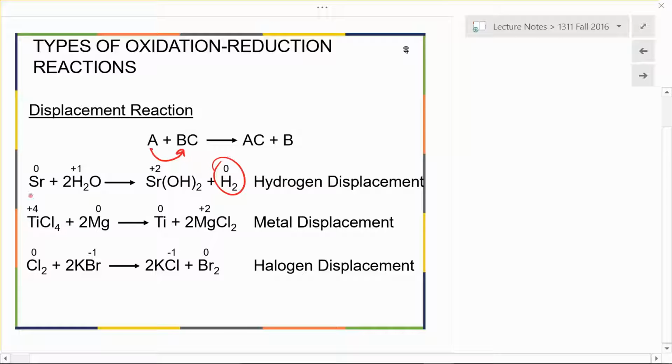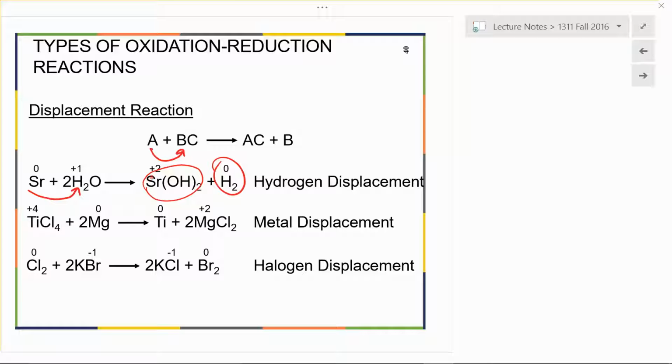So strontium would do that. Strontium plus water would replace the hydrogen. Then you would form strontium hydroxide, okay, plus hydrogen gas. Now that process with strontium happens with most of these first metals on the periodic table, the alkali metals. Lithium would do that. Sodium would do that. Sodium metal.